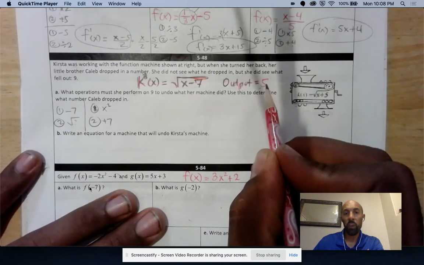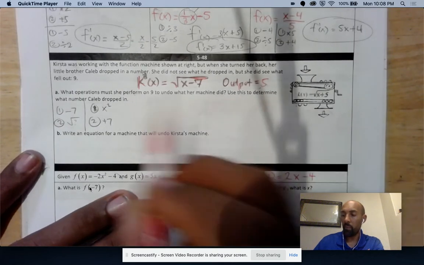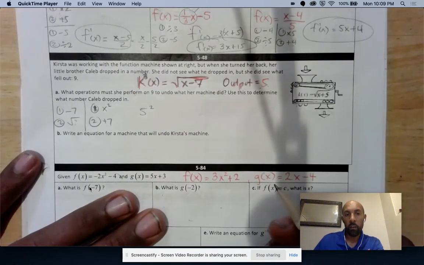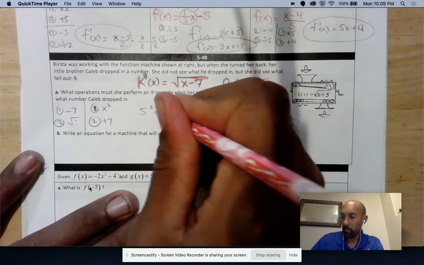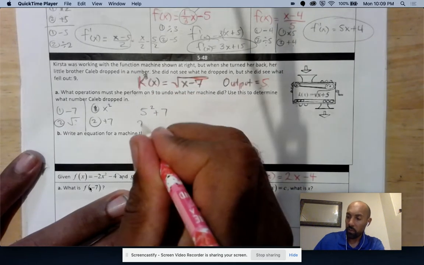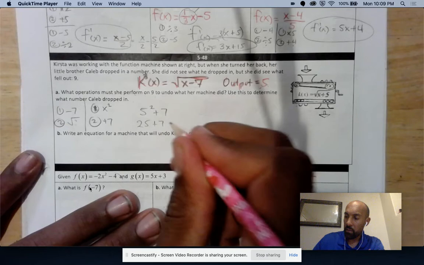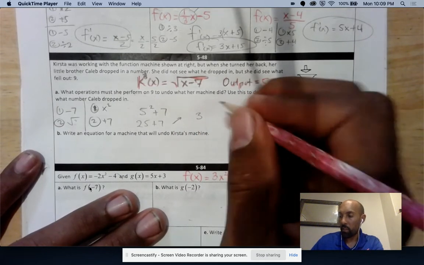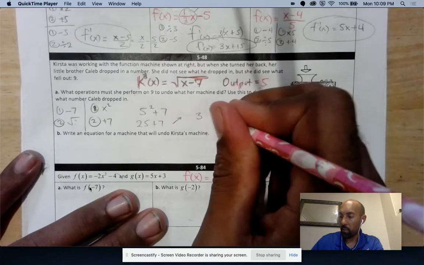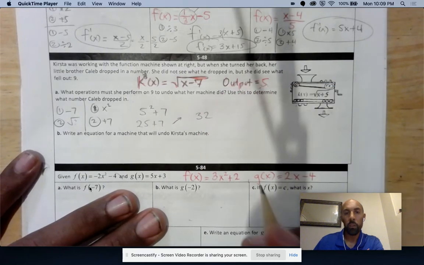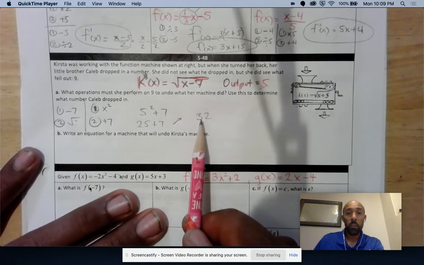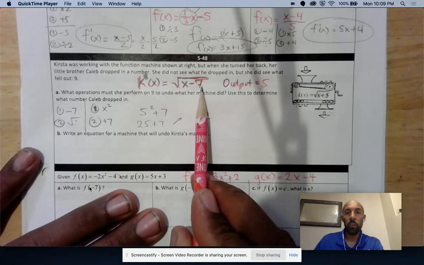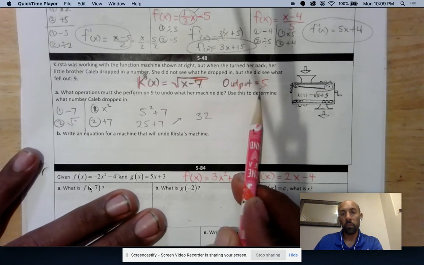We're going to use that to help us figure out what is the number that he dropped in. Remember, we're using 5. So we're going to take the output of 5, and the first thing we do is square it. We're going to do 5 squared, and then add 7. So 5 squared is 25 plus 7. Then I know the input must have been 32. I can double check that: if I plug that in, 32 minus 7 is 25, and the square root of 25 is 5. So I know I'm right.